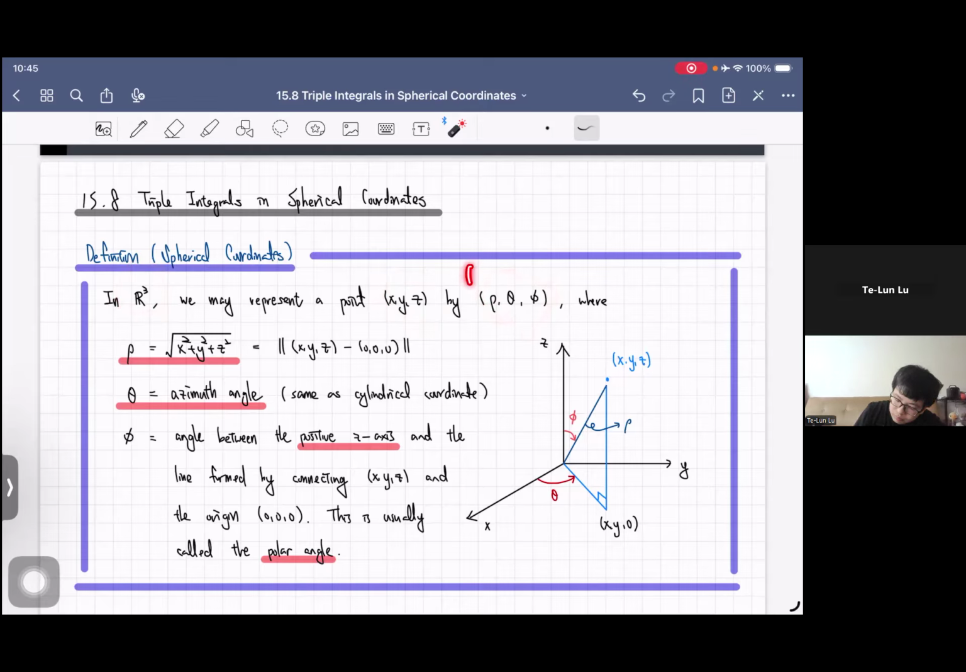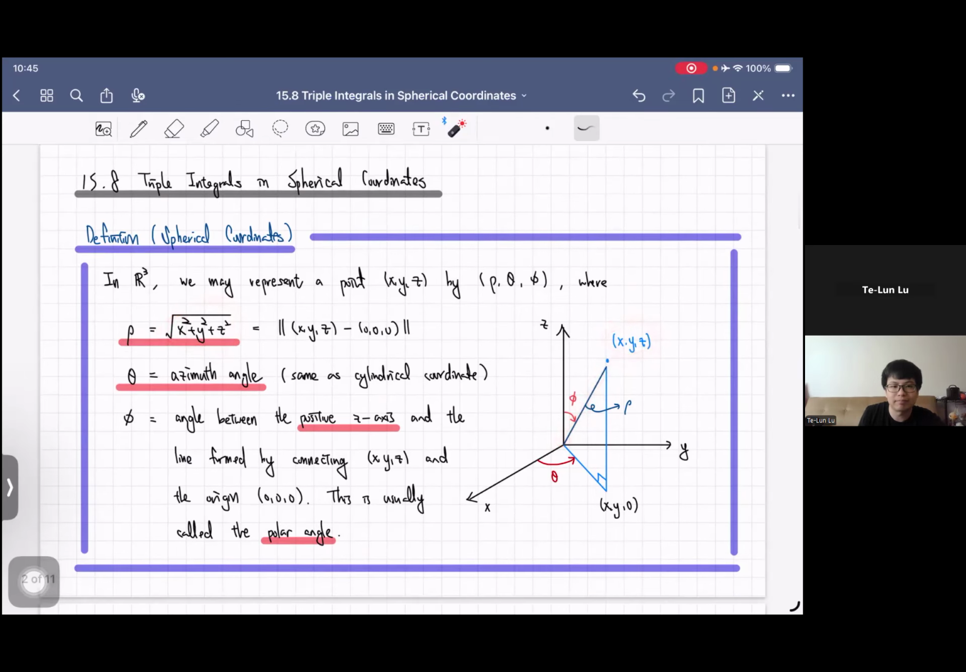rho, pronounced rho, theta, and phi. And how do we define these, guys? First of all, rho is the radius between the point and the origin. So it is simply the square root of x squared plus y squared plus z squared, right? And theta is called the azimuth angle, though that is not really commonly used. You can just call it theta.